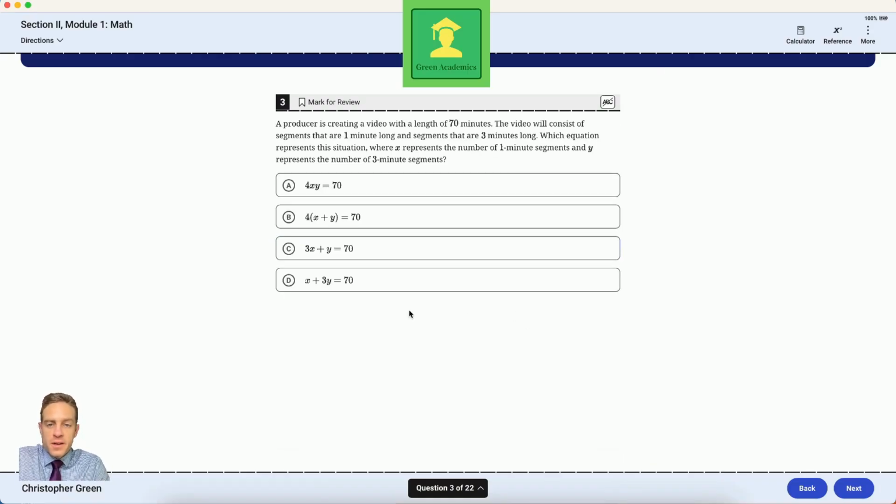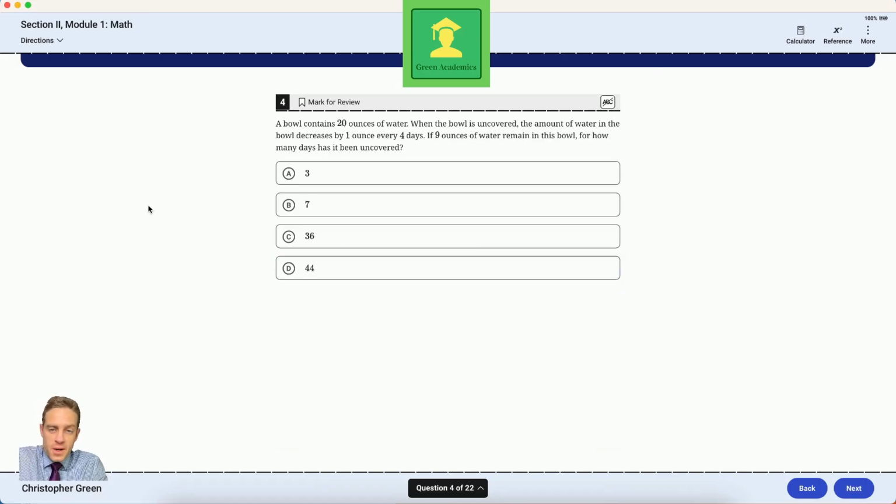A producer is creating a video with a length of 70 minutes. The video will consist of segments that are 1 minute long and segments that are 3 minutes long. Which equation expresses the situation where x represents the number of 1 minute segments and y represents the number of 3 minute segments? We can think about it by example. If y is the number of 3 minute segments and there were 5 of them, that would be 15 minutes of the 3 minute segments, which would be 3 times y. So it's 1 times x plus 3 times y is 70.